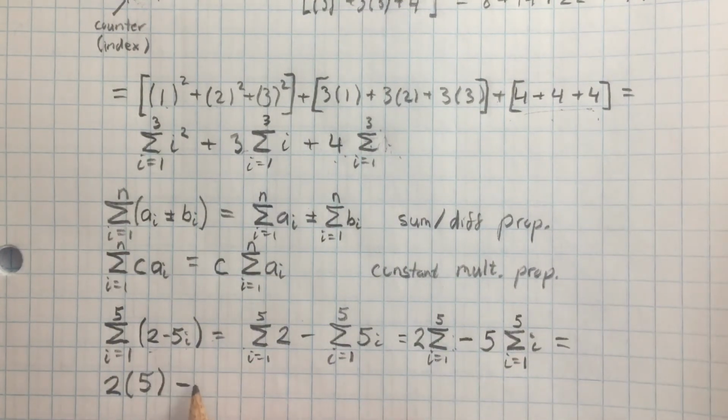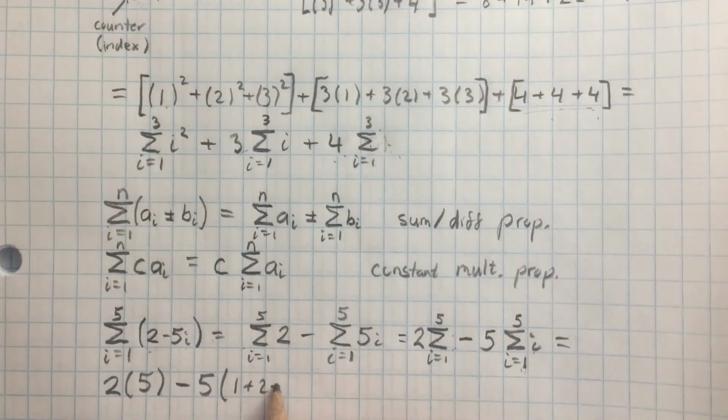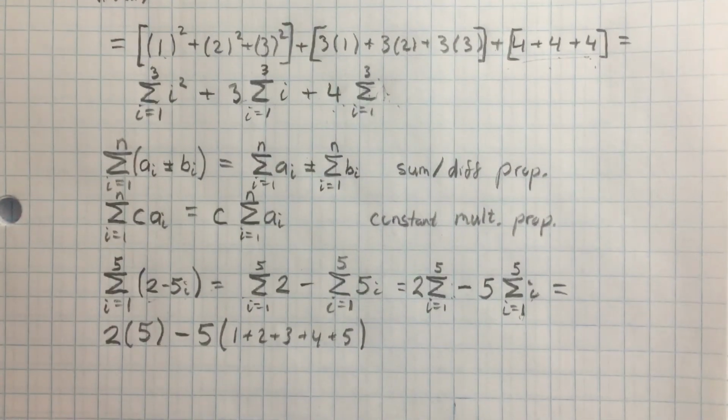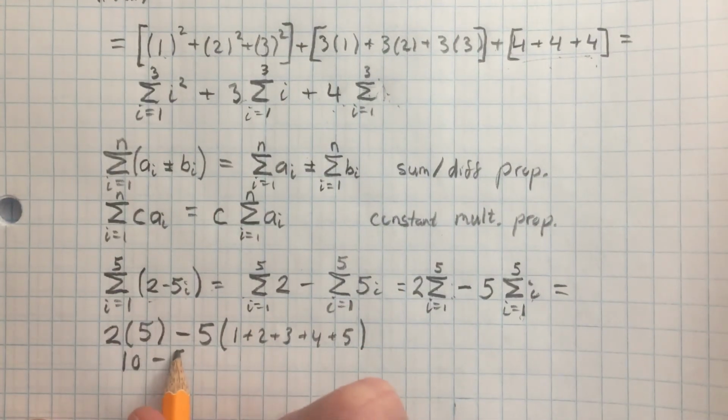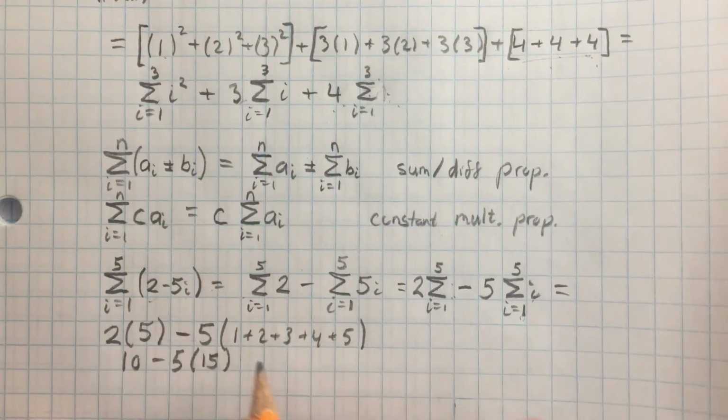Minus 5 times something. What's the something? Well, the sum is just i over and over again, but i is changing. So it's 1 plus 2, and then 3, and then 4, and then 5. So 1 plus 2 plus 3 plus 4 plus 5, which should be 15. So we have 10 minus 5 times 15, which is 75. So 10 minus 75 is negative 65.